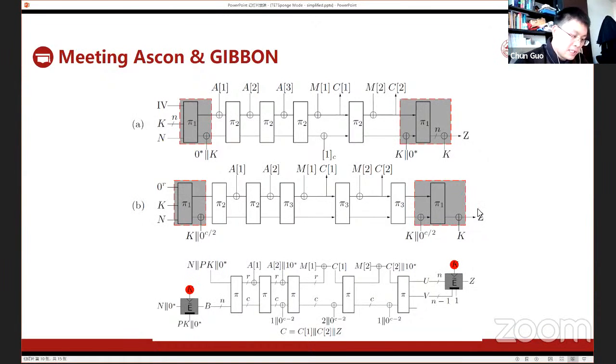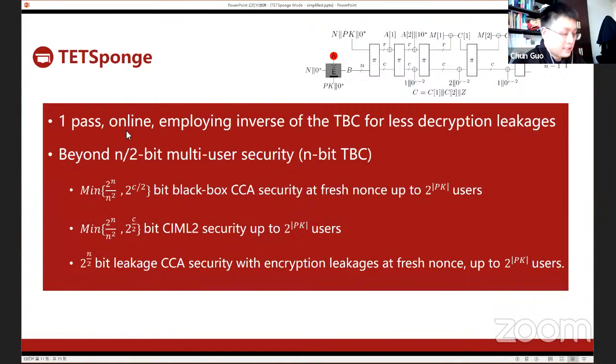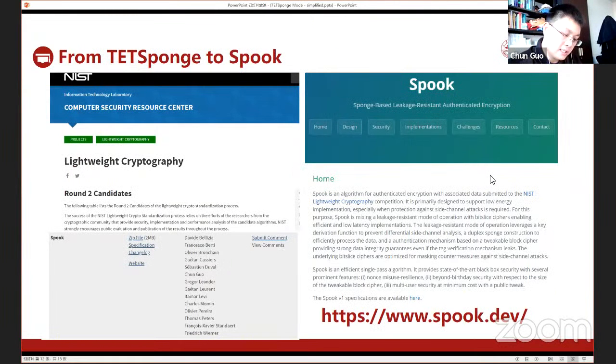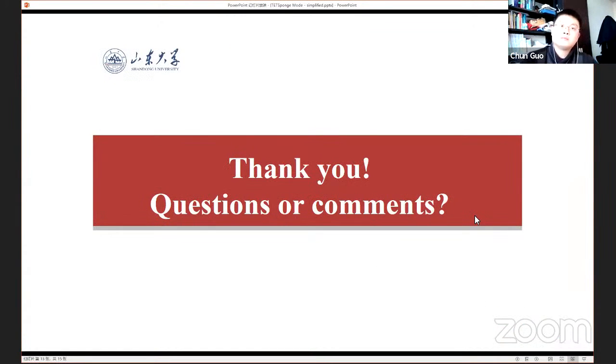To summarize, our AEAD mode TT-Sponge is one pass, it's online, and if we use an n-bit tweakable block cipher, it has beyond n divided by 2-bit multi-user security, see the three lines. The classical c divided by 2 term remains there, but as c could be larger than n, the concrete security could be nice. The mode was instantiated by our group as the algorithm's book and submitted to NIST. So please see the website for details. That's all. Thank you.